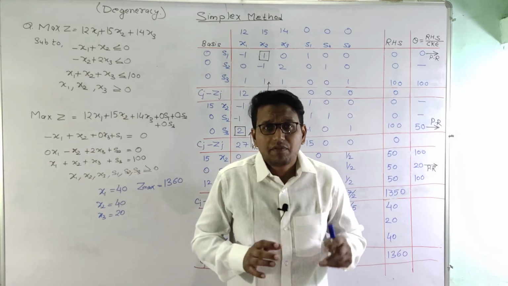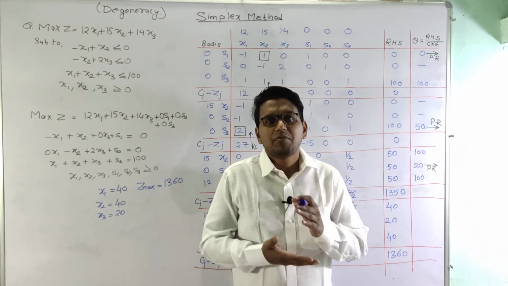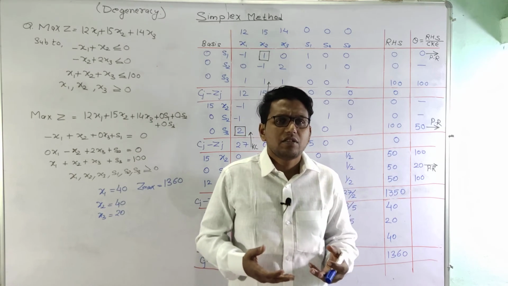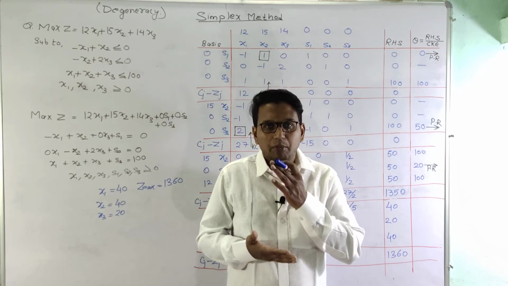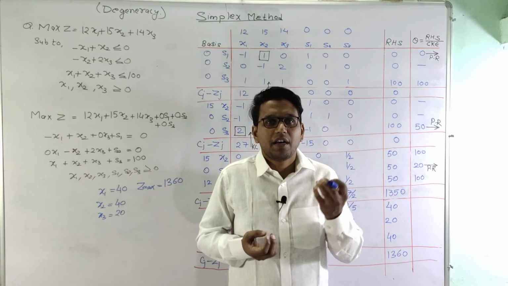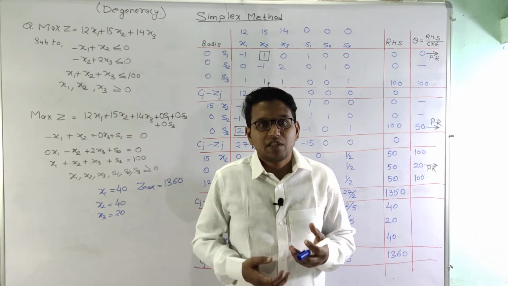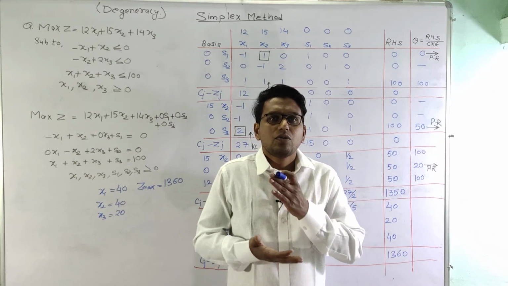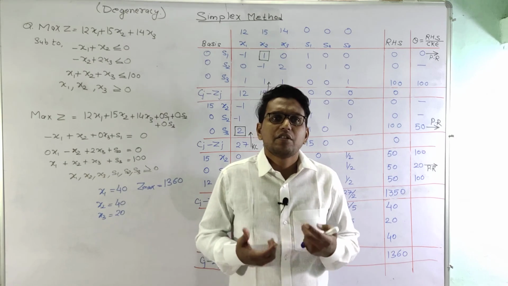Now as we have completed this problem, we have completed degeneracy in the simplex algorithm. In the coming lectures we are going to understand how to solve the Big-M method and how the concept of artificial variable arises. We have not seen or discussed the artificial variable till now.